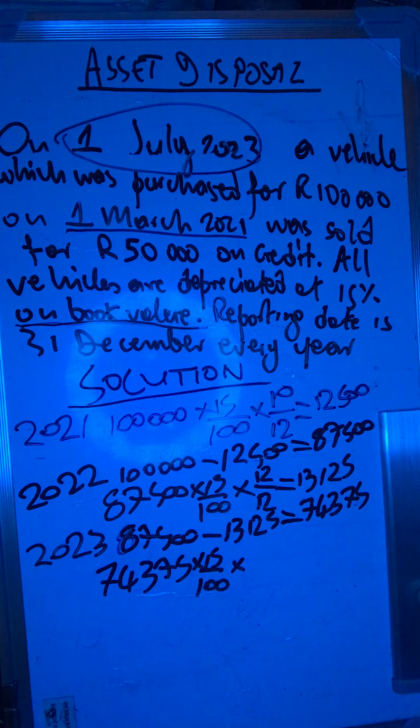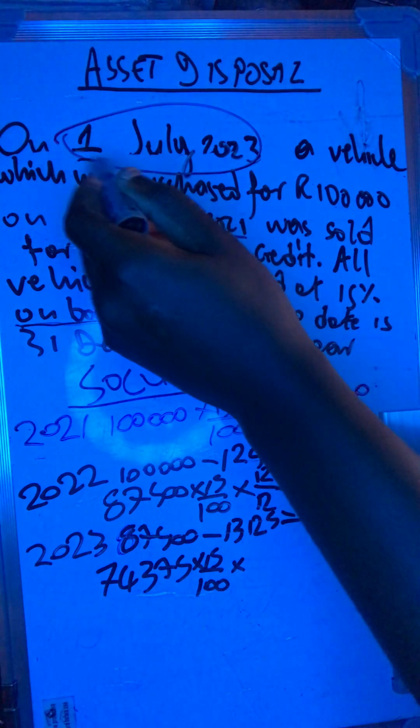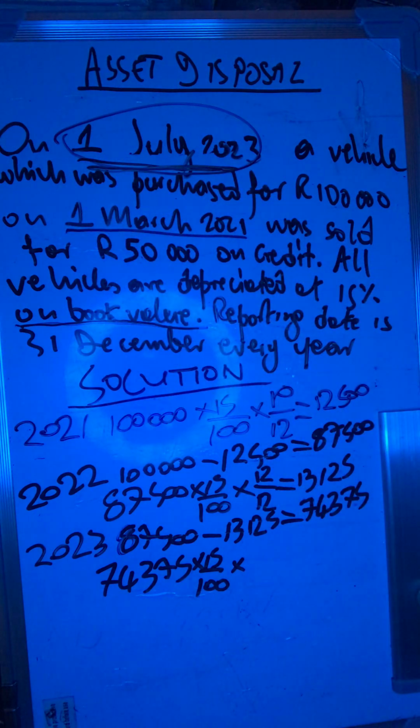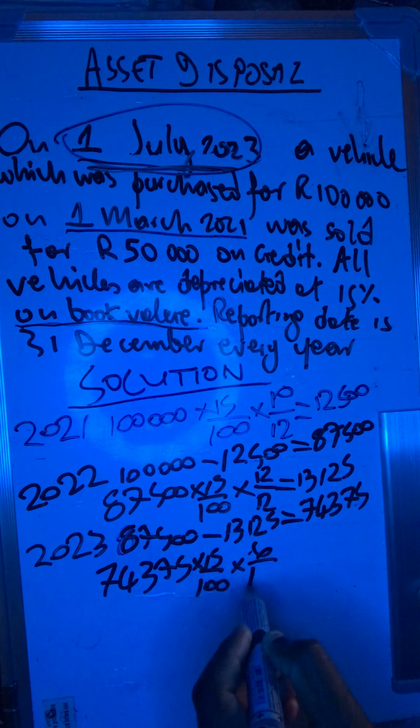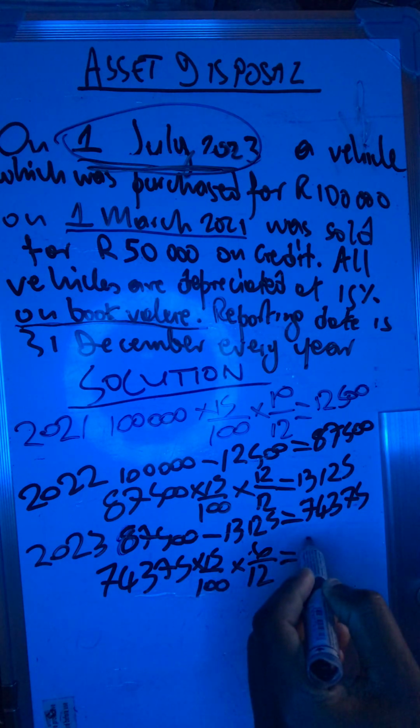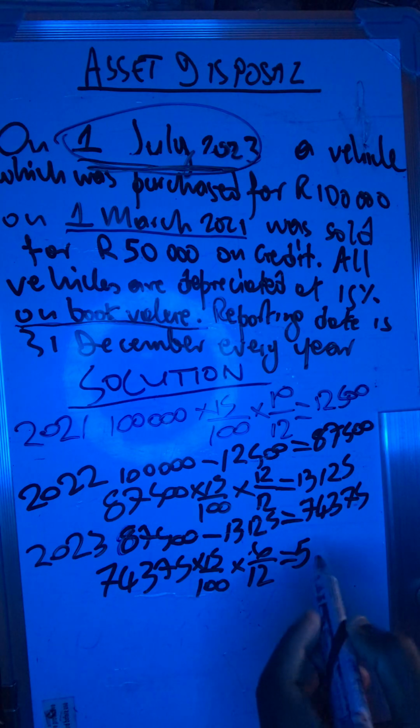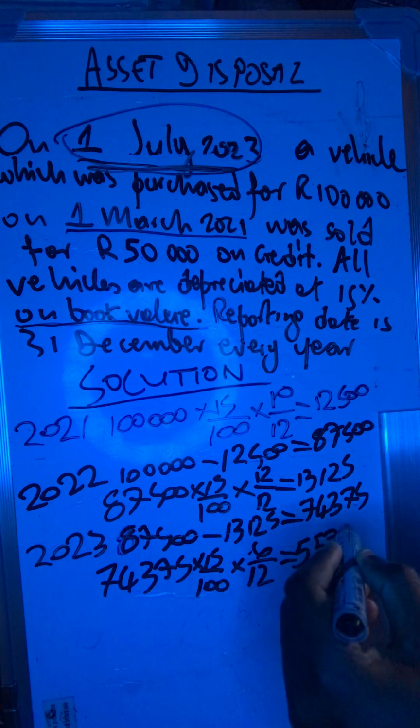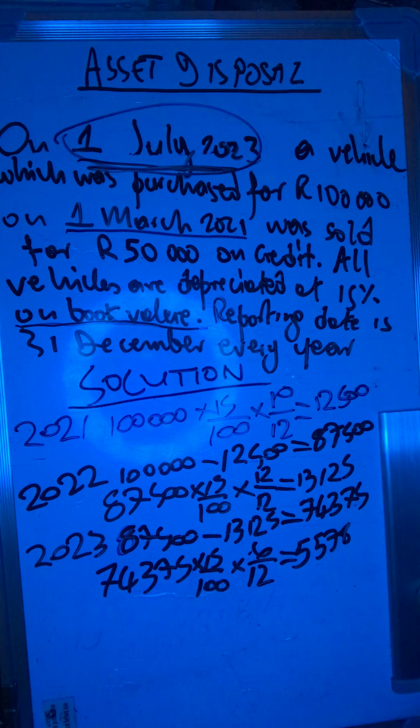Now we have to check how long we had this asset for the current year. This asset was sold on the 1st of July in the current year. So you have to count from January until the 1st of July to say how many months that is. January, February, March, April, May, June. You're not going to count July because it was sold at the beginning of July. So we had this asset for 6 months in the current year, 6 over 12, which means our depreciation for the current year is 5,578. Now we are almost there.